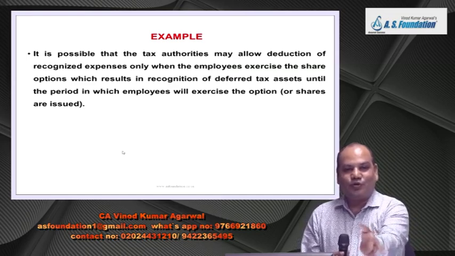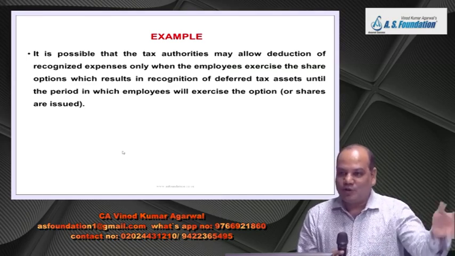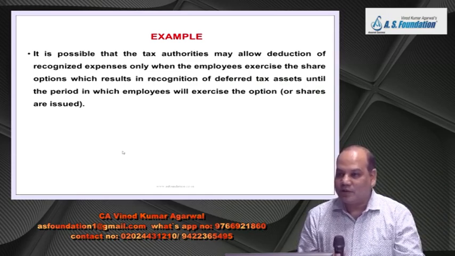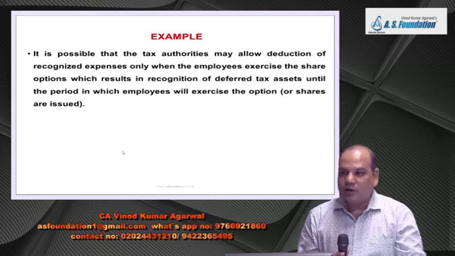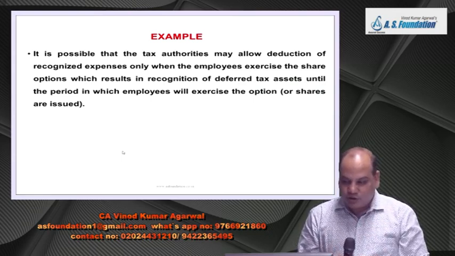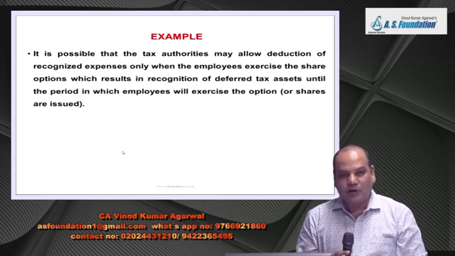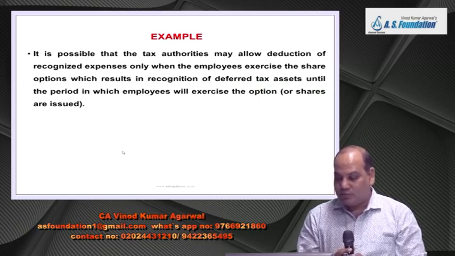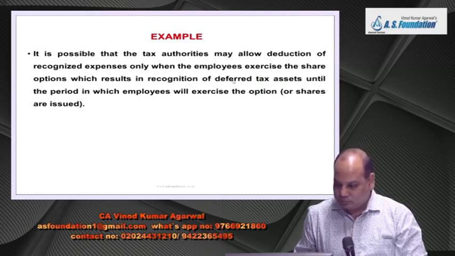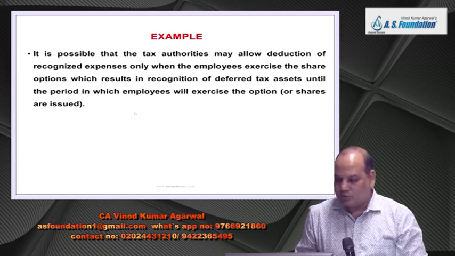But if the tax laws do not allow deduction, carrying amount is already zero. You have written that carrying amount is always zero because it is neither asset nor liability. Tax base may be positive if it is an allowed deduction. So that is why there is a second line example. It is possible that tax authorities may allow deduction of recognized expenses only when the employees exercise the share option, which results in recognition of deferred tax asset until the period in which the employees exercise the option or shares are issued.